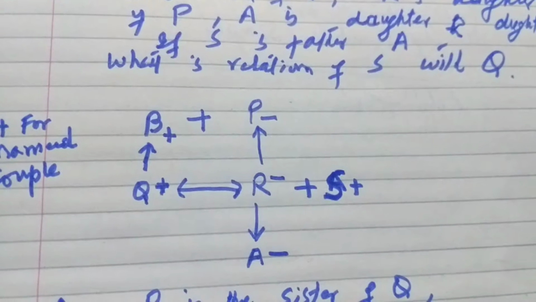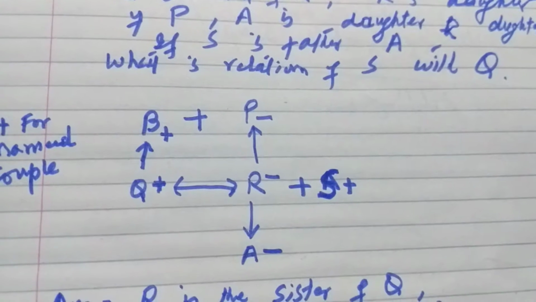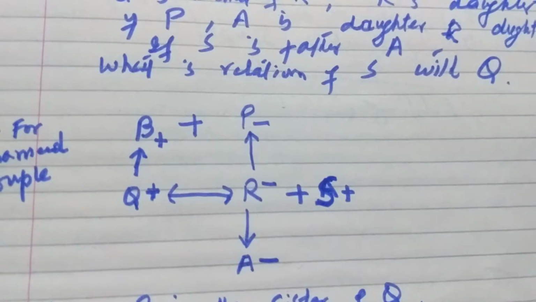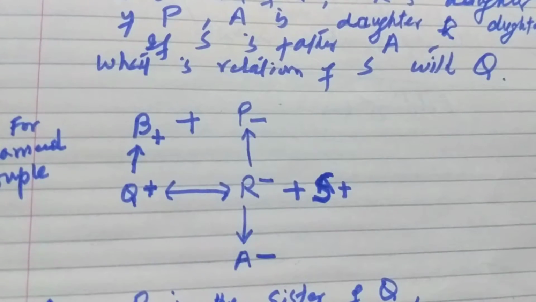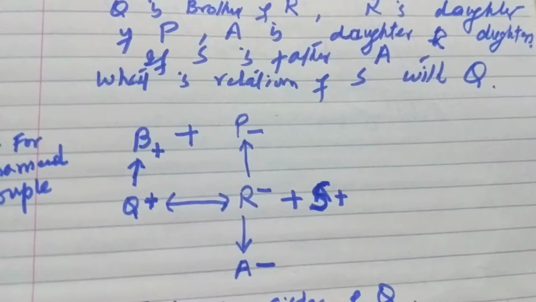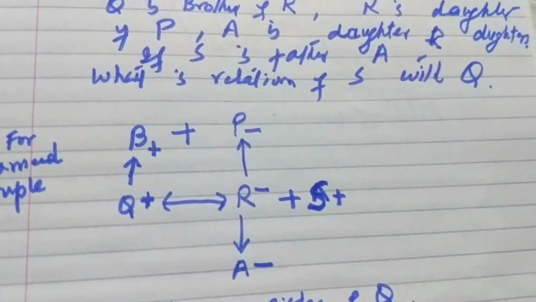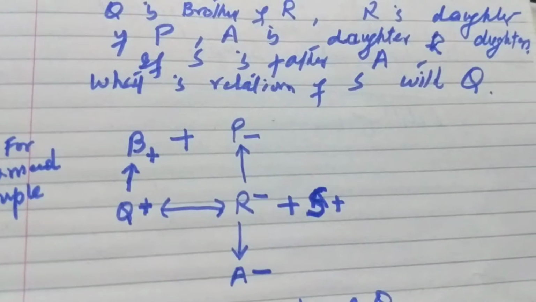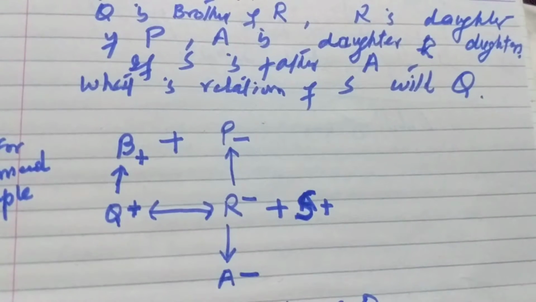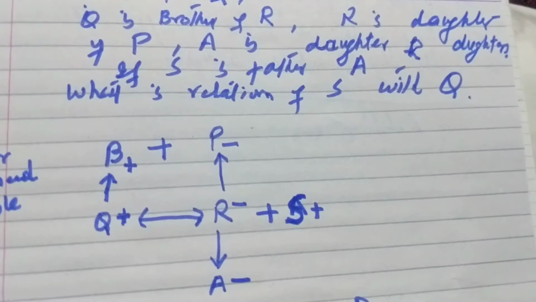Q and R with this straight line arrow, and Q is with positive sign. R is still unknown, whether it's a boy or a girl, so with straight line arrow. Now it is visible that R is the daughter of P. So R is shown by the negative sign, and P with upper arrow as the upper generation, and R is the daughter of P.